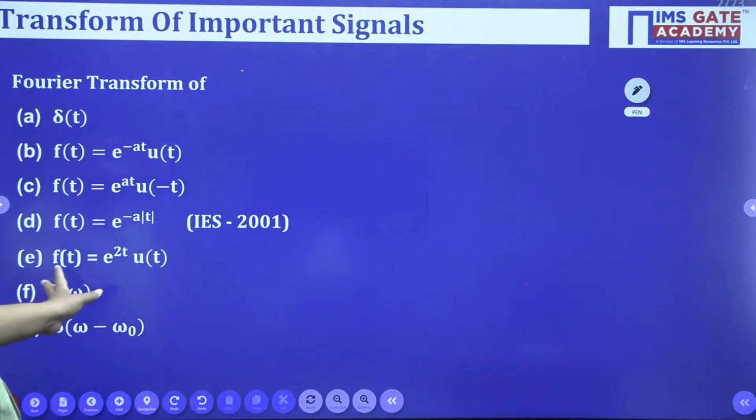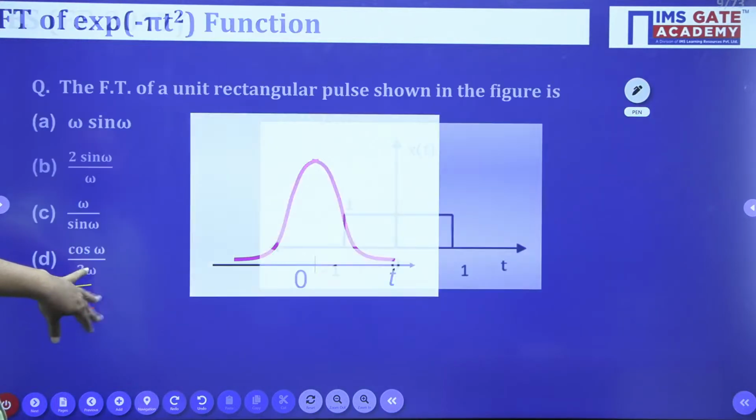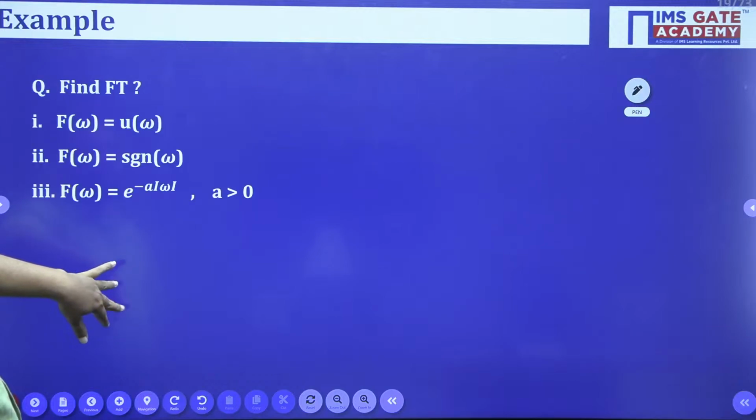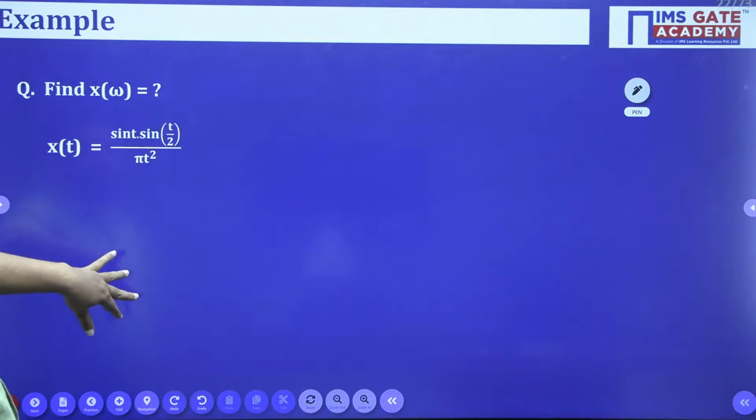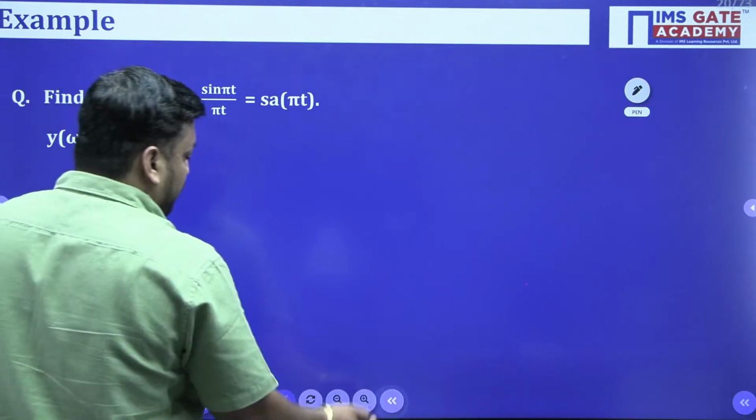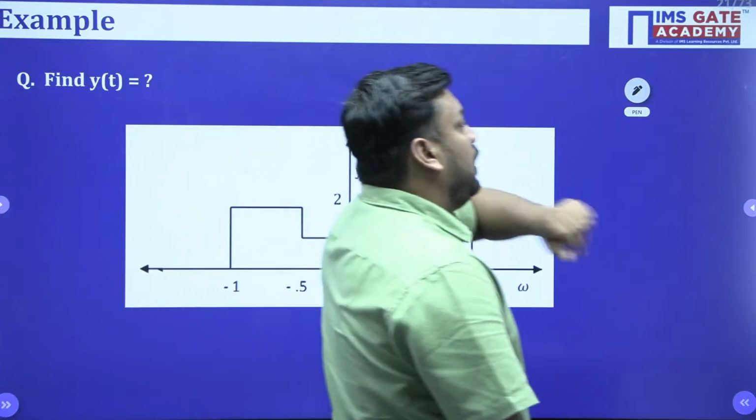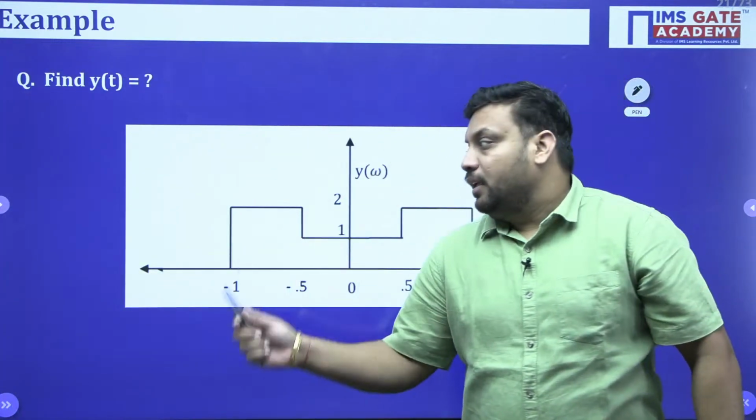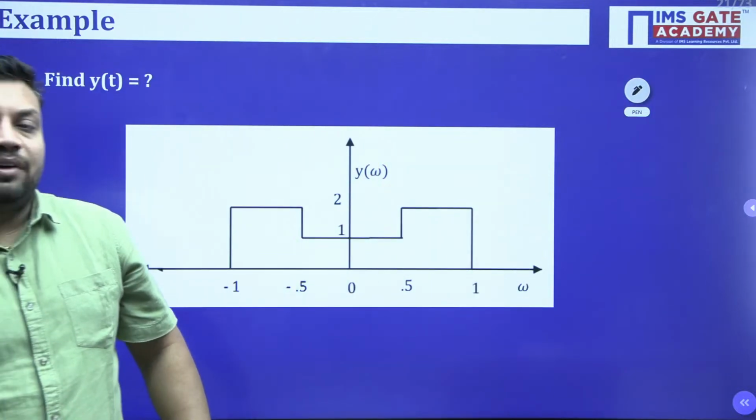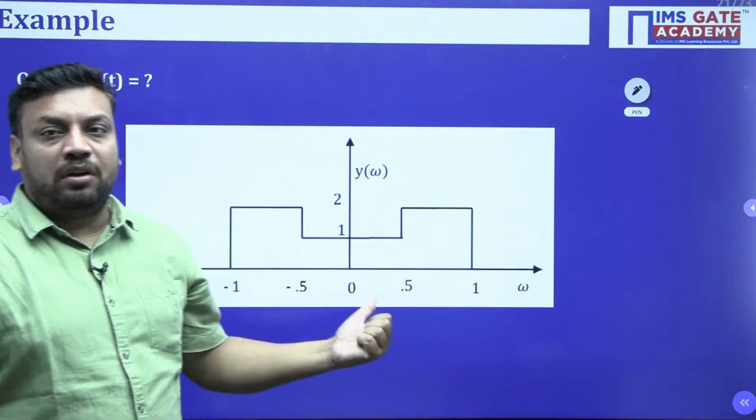So here, which was the last slide? I think this question we have completed. Today's class I am going to start with this example. You have to solve this example where this y omega signal is given to us. However, I can generate this signal by adding or subtracting rectangular waveforms.